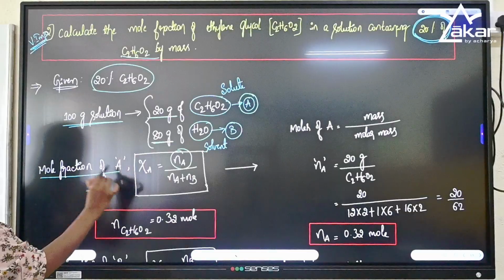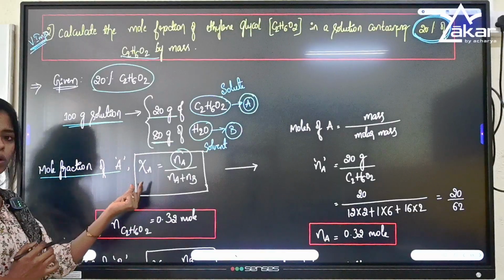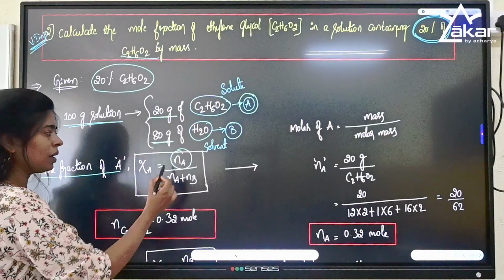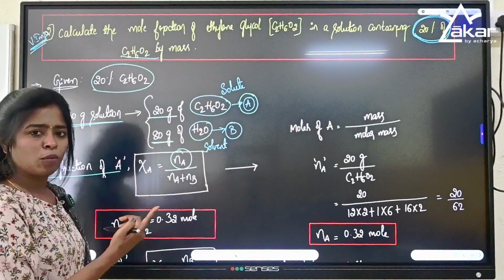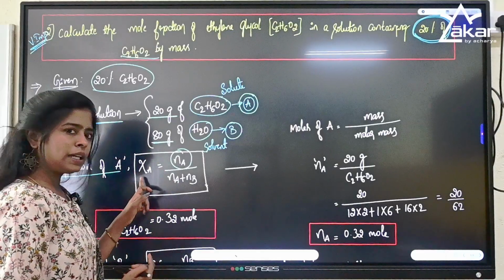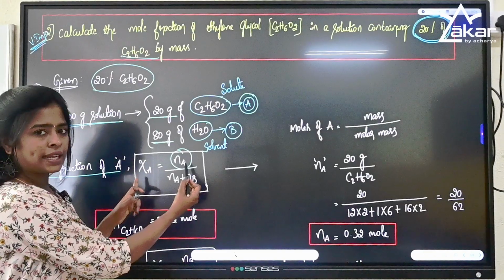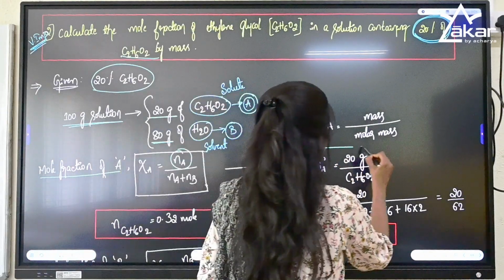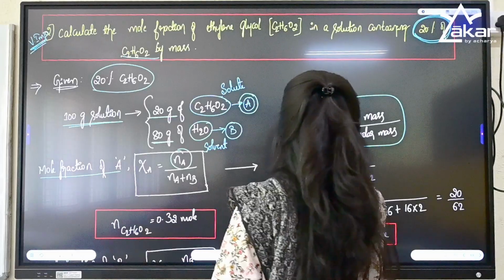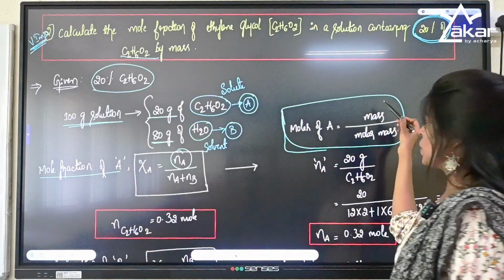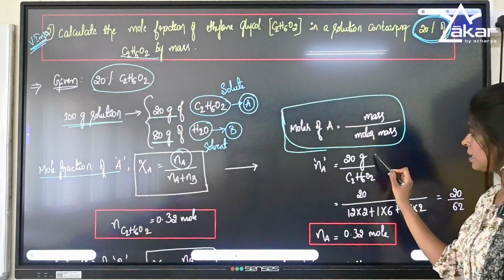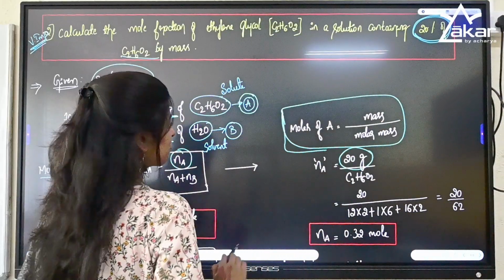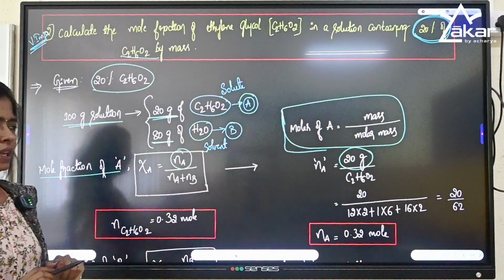To calculate the mole fraction of A, we know the formula: Chi A is equal to Na by Na plus Nb. What is Na? Number of moles of A. To calculate mole fraction, first we need to calculate the number of moles. We know the formula: moles of A is equal to given mass by molar mass. Given mass is 20 grams. You can see here, 20 grams of ethylene glycol they gave.